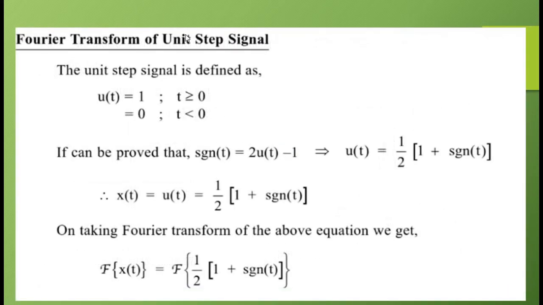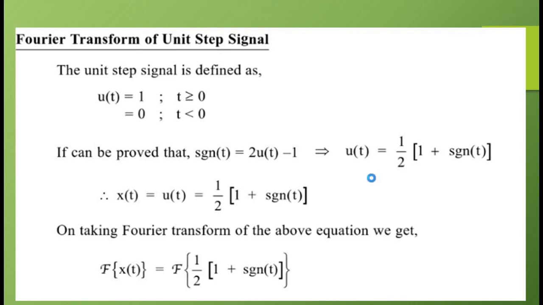Last, we have the Fourier transform of a unit step signal. A unit step signal is defined as u of t having a value of 1 for t greater than or equal to 0, and a value 0 for t less than 0. In general, we can write the signum function as 2u of t minus 1. So from this, what is u of t? u of t will be 1 by 2 into 1 plus signum of t. So we will use this particular expression in place of x of t, for taking the Fourier transform.